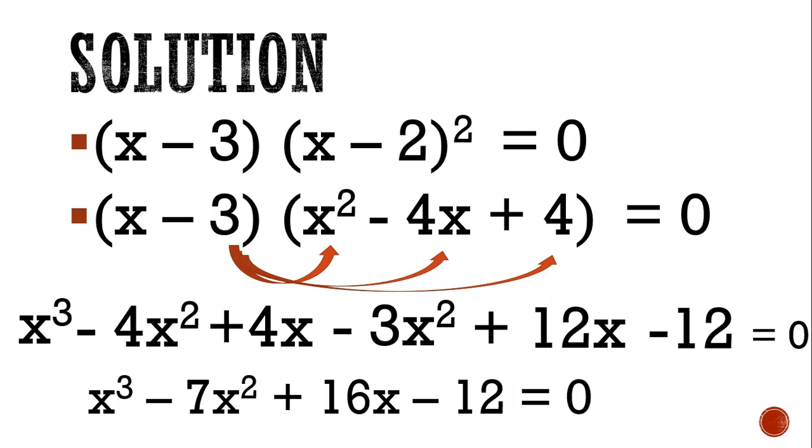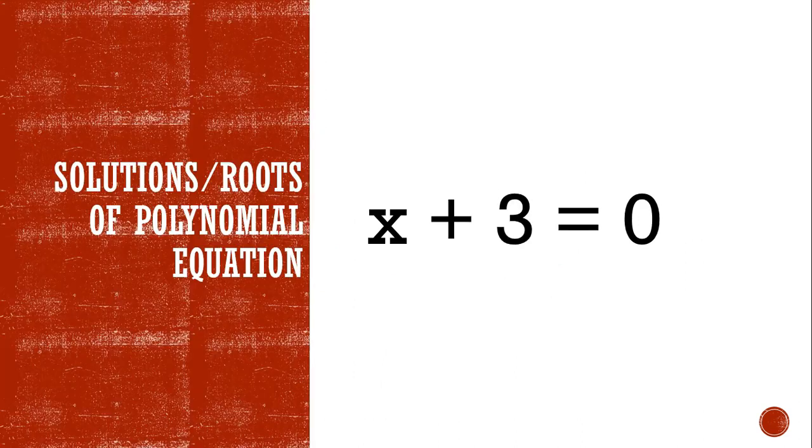Did you write all the polynomial equations in standard form correctly? If so, that's great. Let's now proceed to the solutions, or roots, of polynomial equations. Suppose we have a linear equation x plus 3 is equal to 0. What must be the value of x for this linear equation to be true?